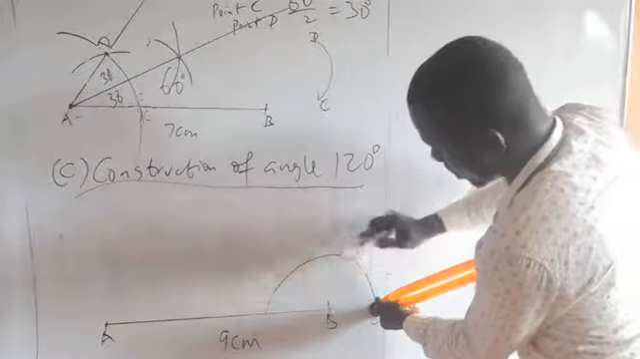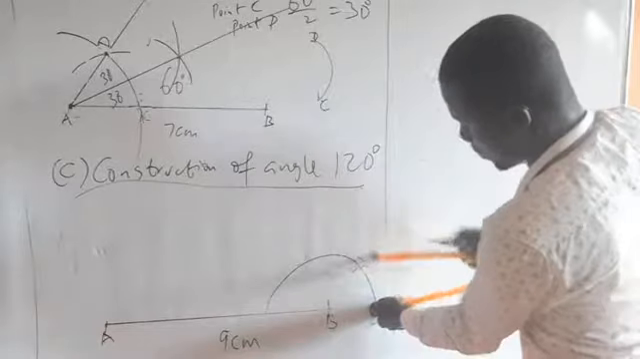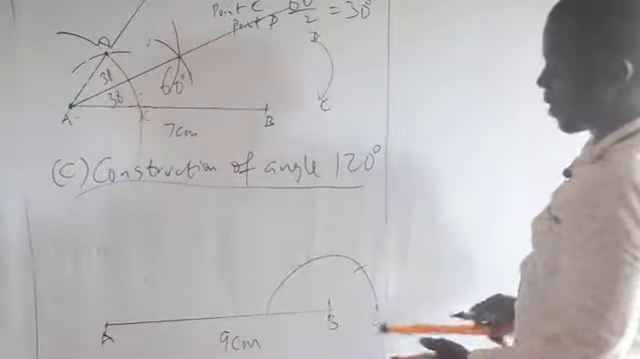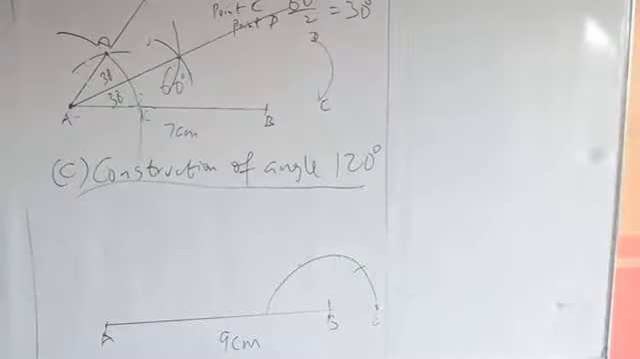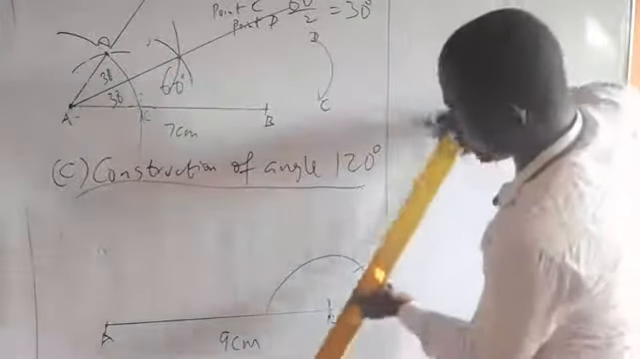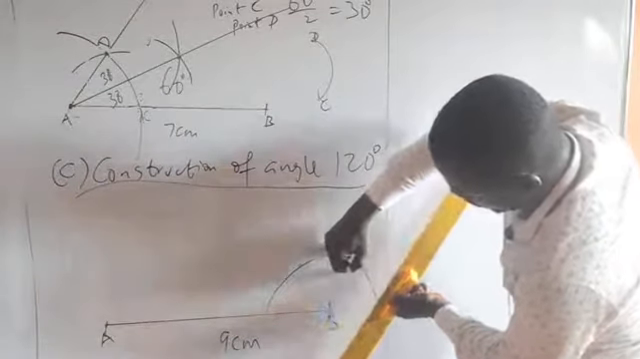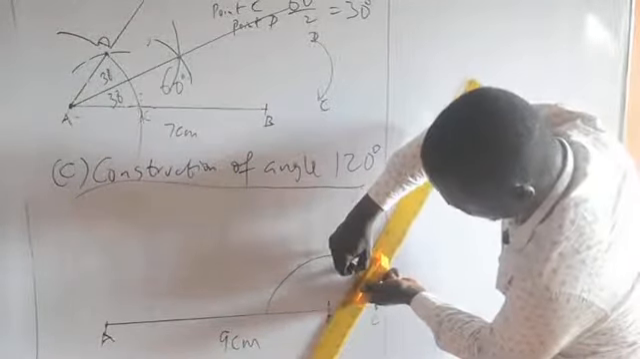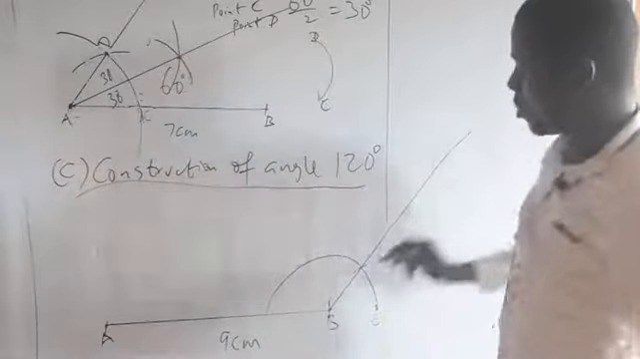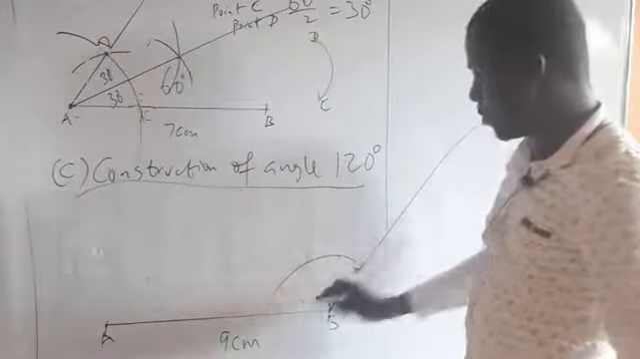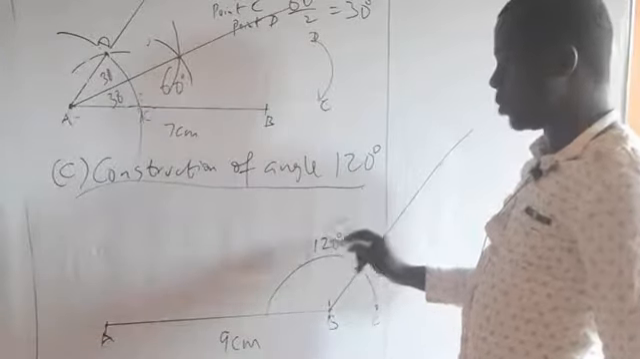Okay, from here, just bisect it with the pencil. If you have done that, you now use your ruler to join it. Use your ruler and join from this point to this place. It passes through the middle, from the center to where the arc passes. So from here down to this place is angle 120 degrees.